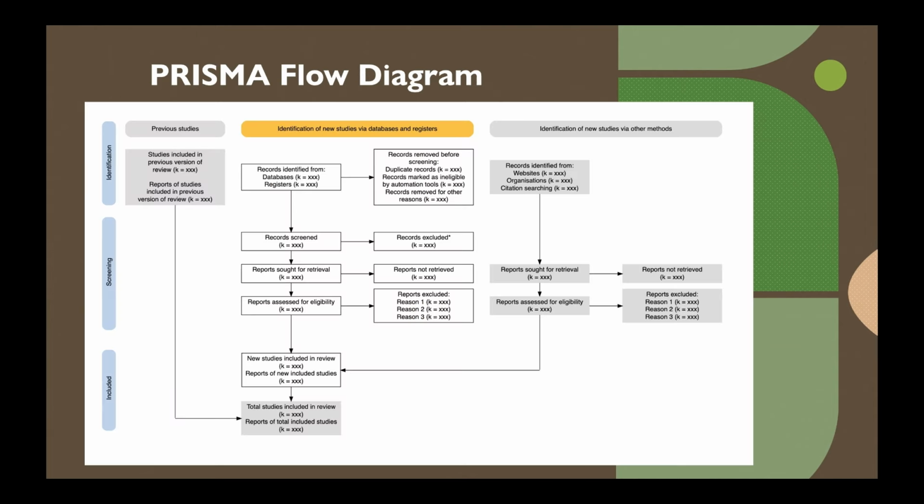There is a diagram called the PRISMA diagram, which is used to record the search results. I will share the link of the PRISMA diagram with you. It is actually a really good tool. You can use the one that is most relevant to you. It maps the number of records identified, included, and excluded, and the reasons for exclusion.